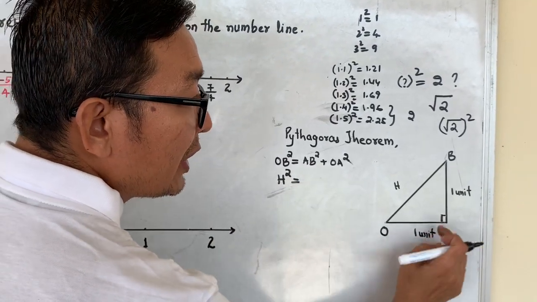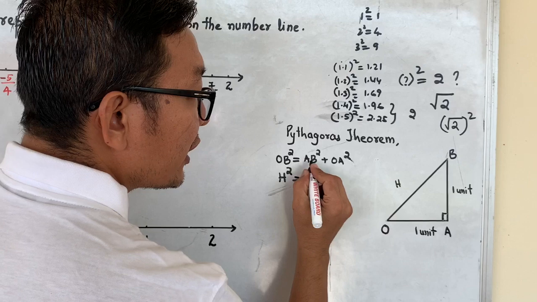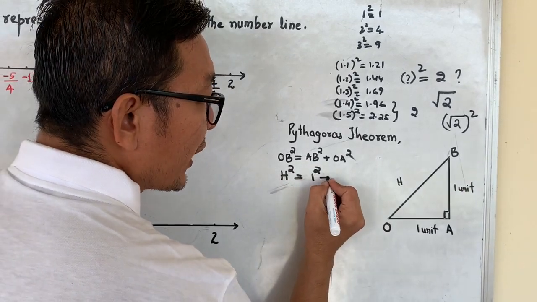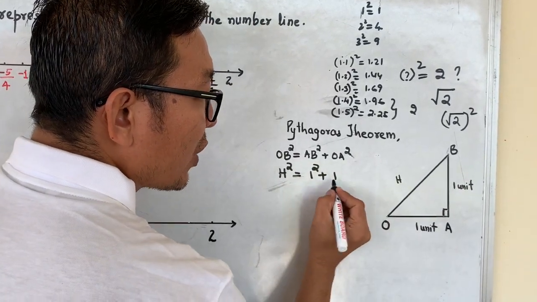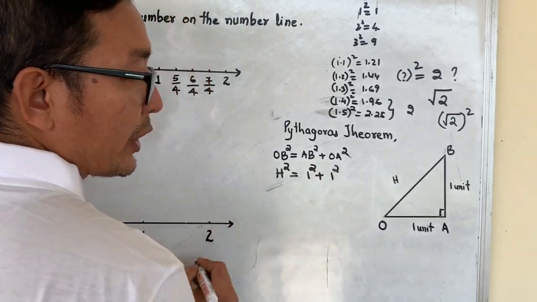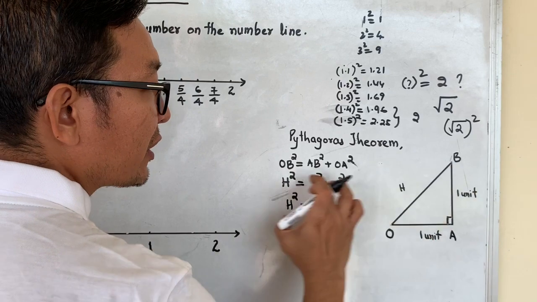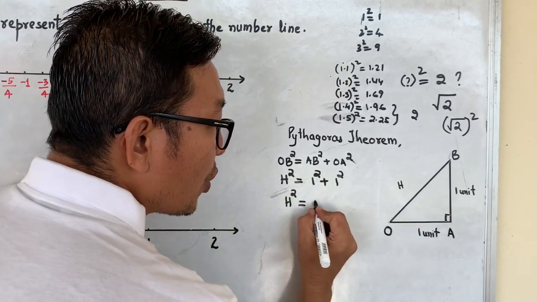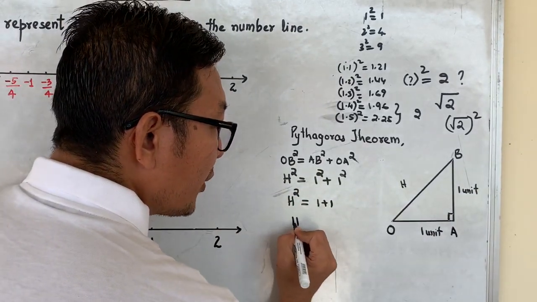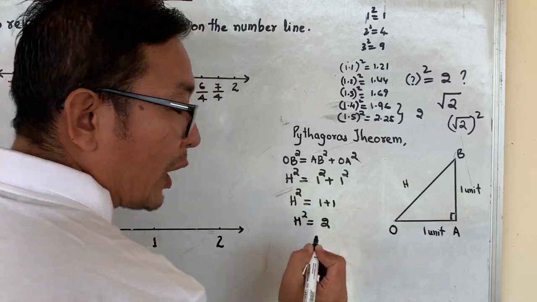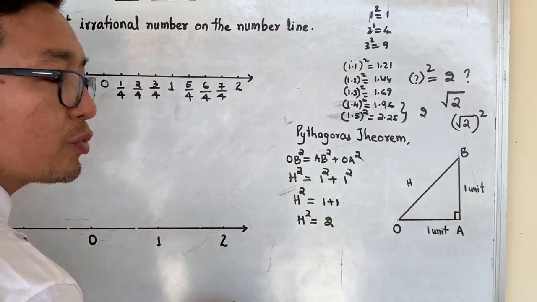So AB is one, so AB squared is one squared, plus OA is one, so OA squared is one squared. So the hypotenuse squared is equal to OB squared, which is 1 plus 1. So the hypotenuse squared is equal to 2.